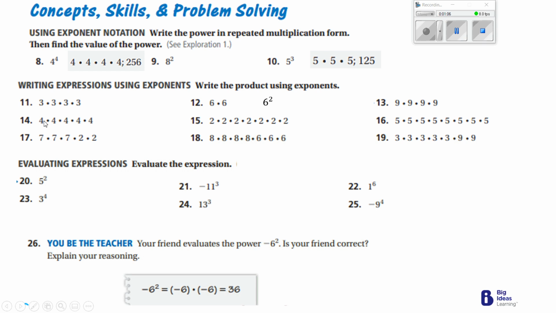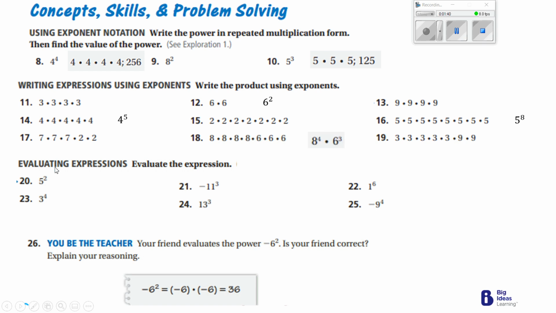For number 14, I see I have 4 multiplied to itself 1, 2, 3, 4, 5. So this is 4 to the fifth power. Number 16 has 5 multiplied to itself 1, 2, 3, 4, 5, 6, 7, 8 times. That's 5 to the eighth power. And number 18 has 8 multiplied to itself 4 times and 6 multiplied to itself 3 times. This would be 8 to the fourth power times 6 to the third power.